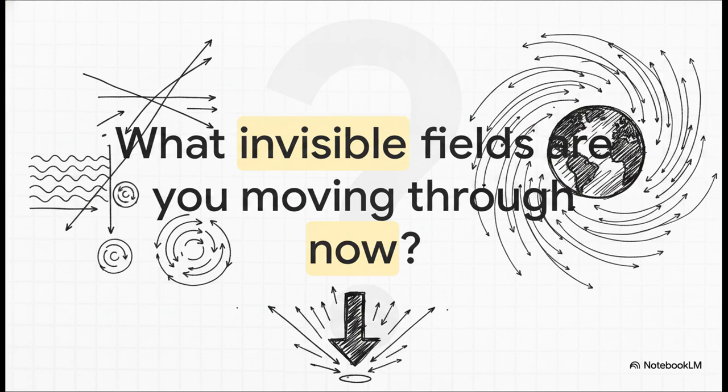Since vector fields govern the entire physical universe, what invisible vector fields are you moving through right at this very second? Just think about the Earth's gravity pulling you down in your seat, the Wi-Fi signals passing right through the walls around you, the magnetic field shielding our planet from space. You are constantly interacting with an invisible, incredibly complex mathematical grid of vectors. Keep that in mind as you leave class today.